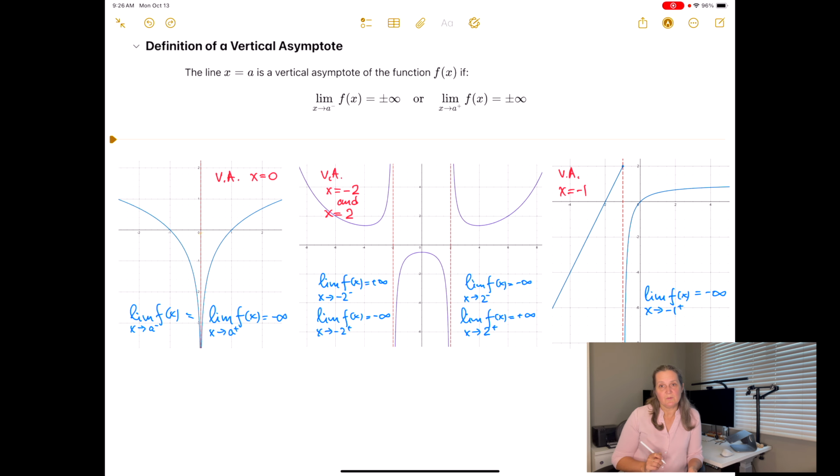Example number 2 has two vertical asymptotes. One is at x equals minus 2 because as x approaches minus 2 from the left, the function explodes to plus infinity. Observe also that as x approaches minus 2 from the right, the function value explodes to negative infinity. Something similar but opposite happens around x equals a.